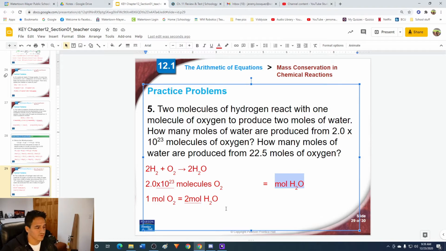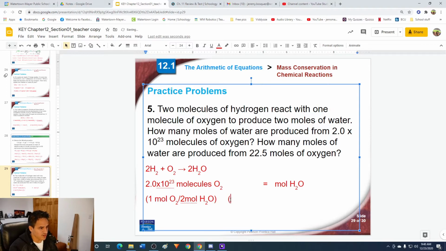The problem, however, if you haven't noticed yet, is this is, of course, moles of O2 to moles of H2O. And we are not starting in moles of O2. We're starting in molecules of O2. Which means that this conversion factor that we've written out is going to be needed, but it's not the one we're going to start with. We need to first convert molecules of O2 into moles of O2, then we can use this conversion factor.